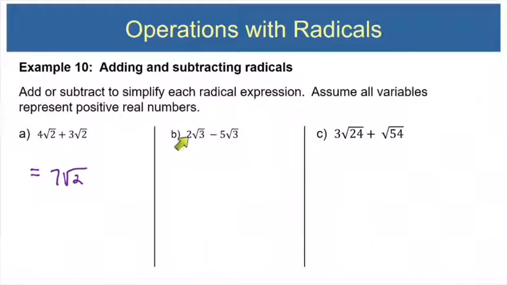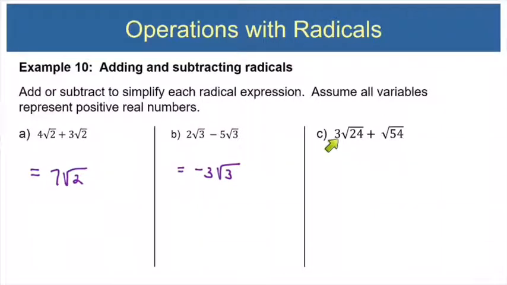So now on part B, we have 2 square root of 3 minus 5 square root of 3. Now if we look at the radicals, we can see that they are the same. The radicands are the same, the indexes are the same, so these can be combined. And looking at the coefficients, 2 minus 5 is negative 3. So this one's going to be negative 3 square root of 3.